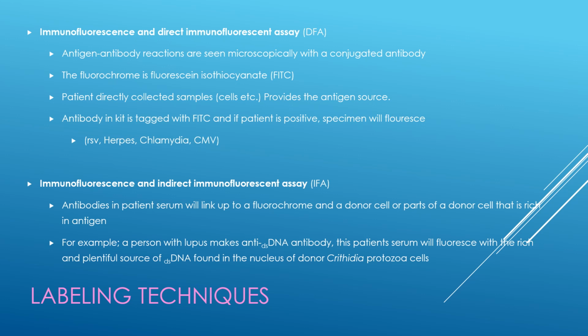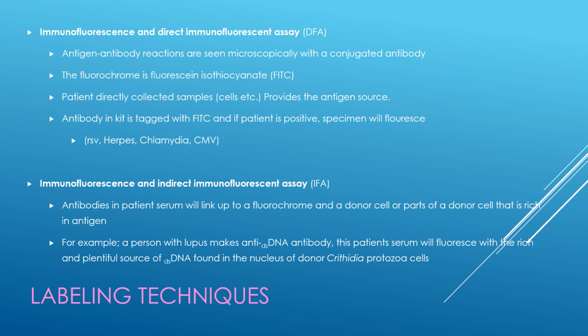The antibody in the kit is tagged with fluorescein isothiocyanate, and if the patient is positive, the specimen is going to fluoresce. Some tests that we can use for DFA, or some infections that we can test for using DFA, would be RSV, which is a virus, herpes, chlamydia, and CMV, which is a virus.